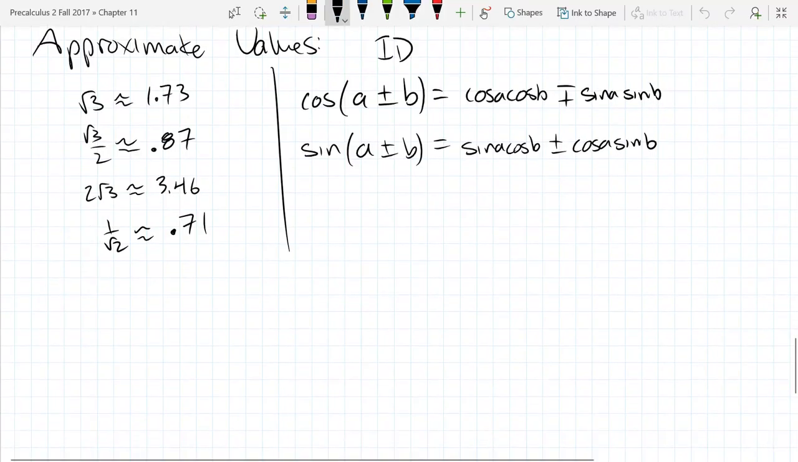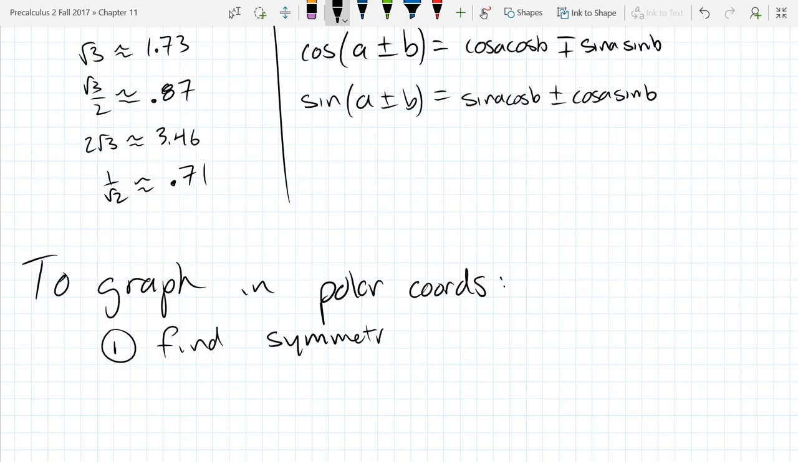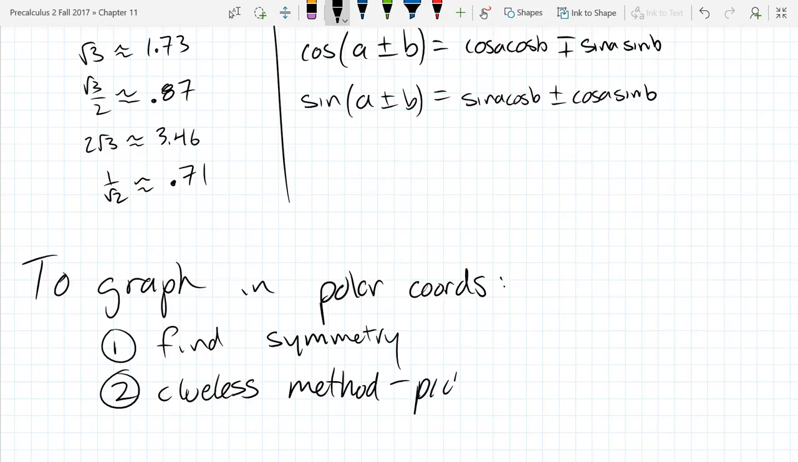So on all these graphs, to graph in polar coordinates, you're going to first find symmetry. And you're going to graph the clueless method. And you're going to be picking your domain based on symmetry.